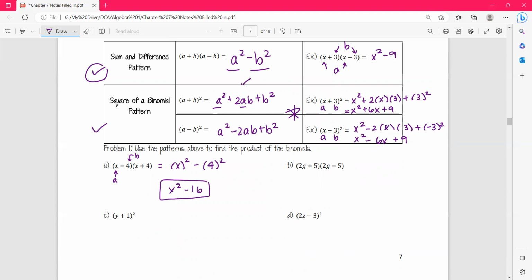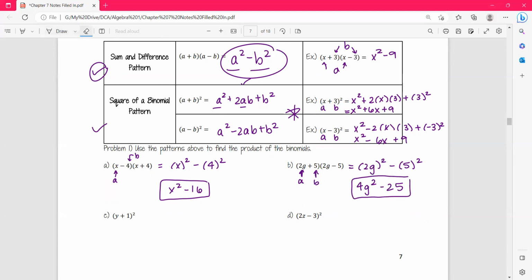So guys, you don't have to do this. If you don't want to, you can just go back to FOILing and distributing. If I look at b, I notice it's either a square of a binomial or sum and difference pattern, because I have the same binomial, just different signs in between, right? So here I notice again, this is sum and difference. 2g is a, 5 is b, and I'm going to go right into this formula, a squared, so that's 2g squared, minus b squared, so that's 5 squared. 2g squared is 4g squared minus 25.